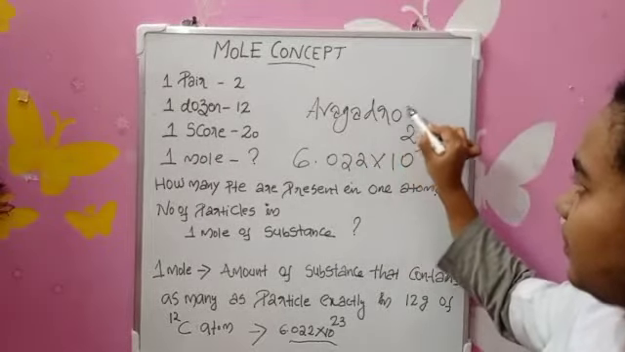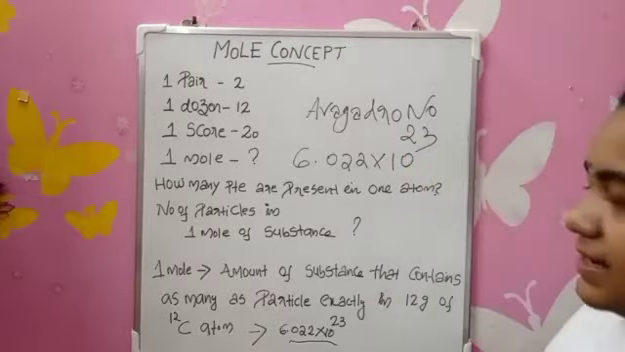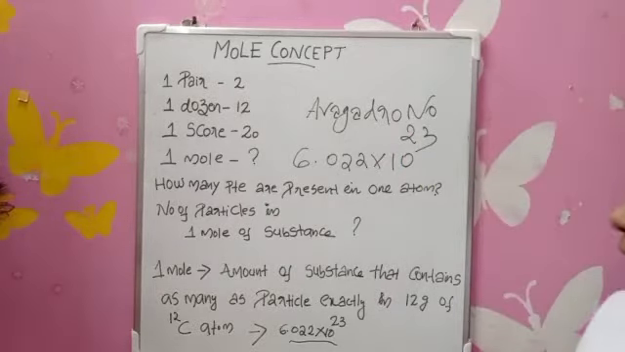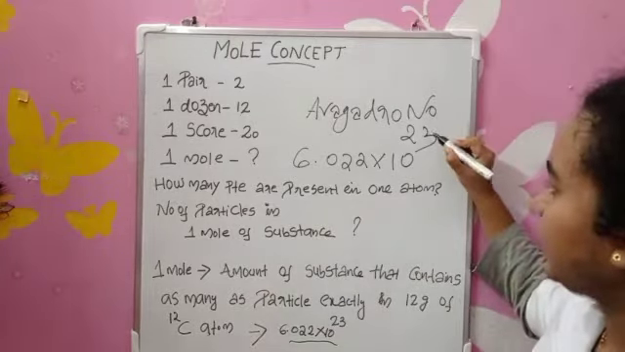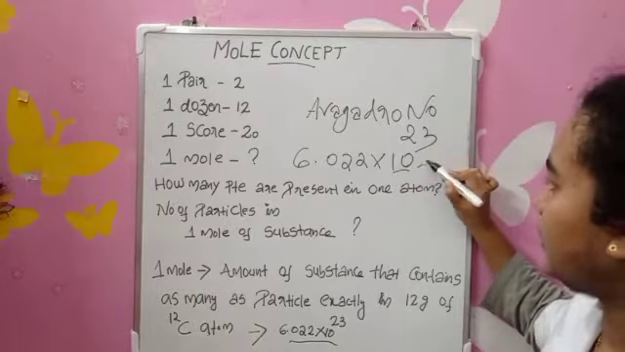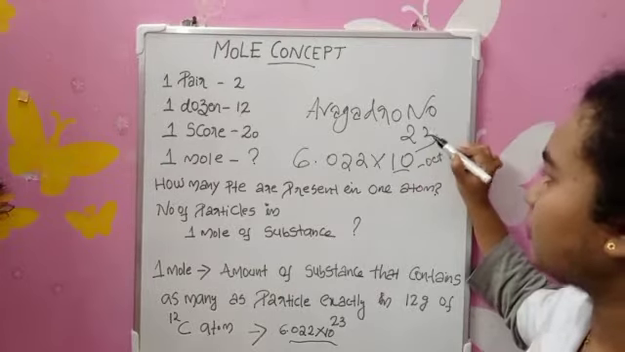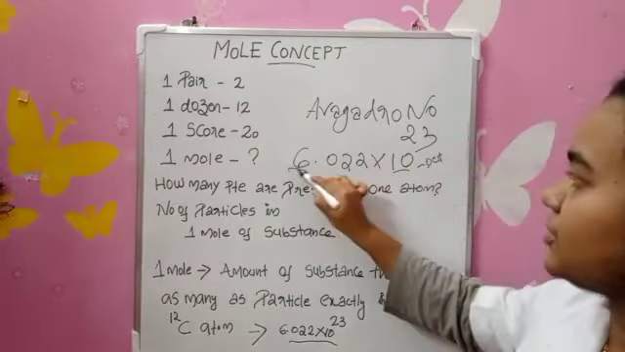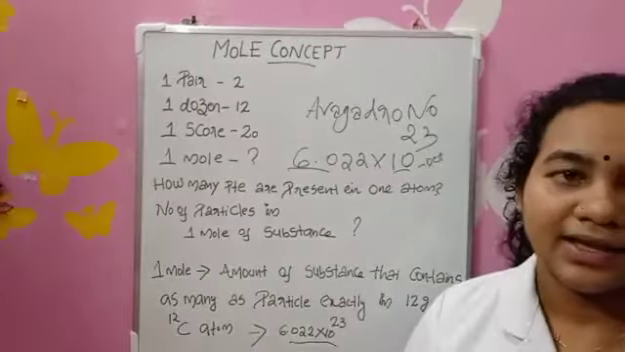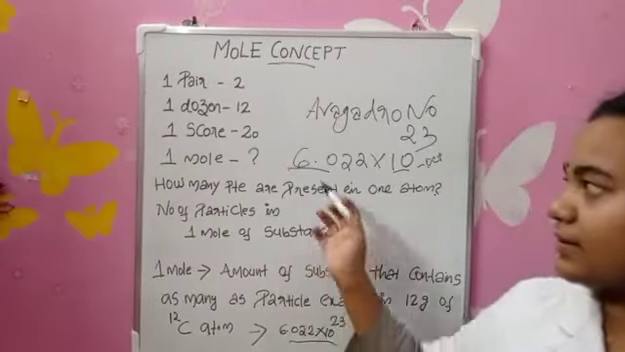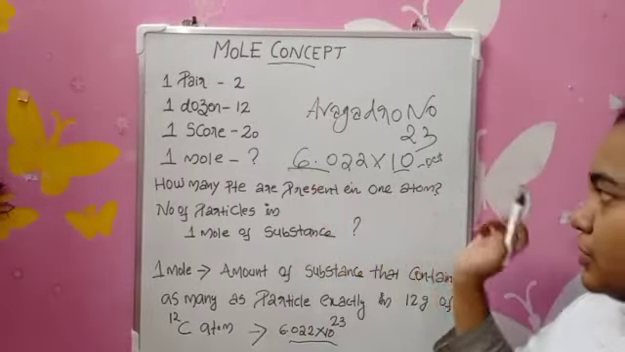Why is it known as the Avogadro number? It is named after the famous scientist Avogadro. And we celebrate Avogadro Day. The 10th month is October, and on 23rd October at 6 o'clock we celebrate Avogadro's Day. So this number is 6.022 × 10^23.